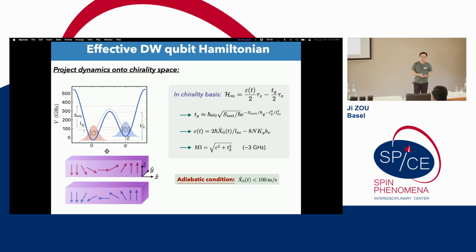Of course, we also couldn't just shuttle this domain wall with infinitely fast speed because we want to keep everything in the low energy manifold. We don't want to excite higher excited states. That would put a constraint on us, and it turns out the velocity should be smaller than 100 meters per second, which I think is still pretty fast.